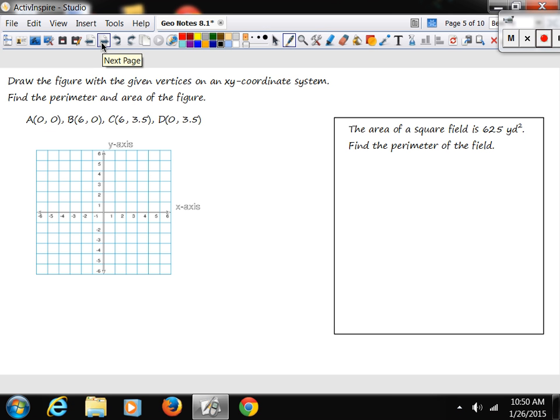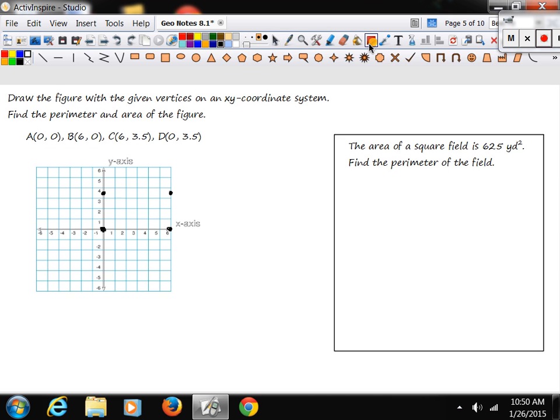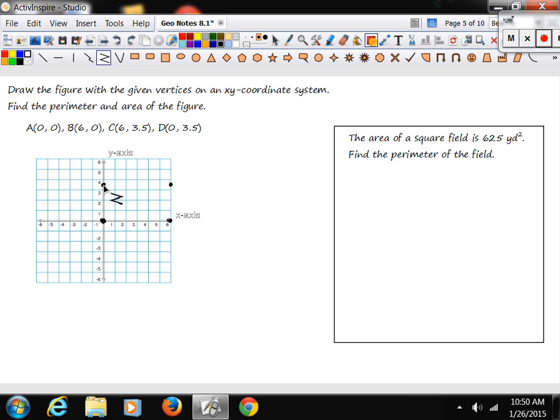Draw the figure with the given vertices on an XY coordinate system. Find the perimeter and the area. So, 0, 0. Let's make a dot at 0, 0. 6, 0 over here. 6 and then 3.5. And 0 and 3.5. And it's just a practice one that we did before. So we're just going to draw in our rectangle in this case.